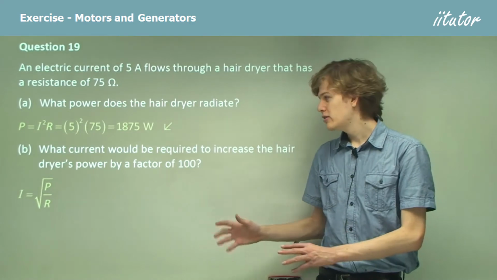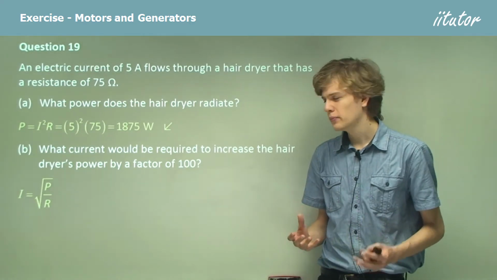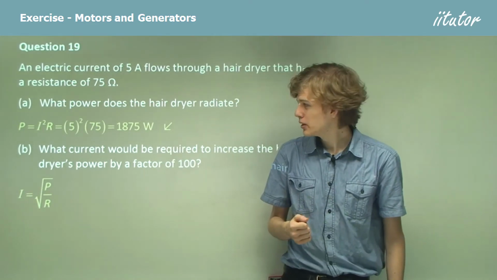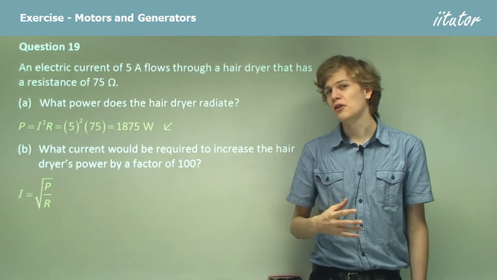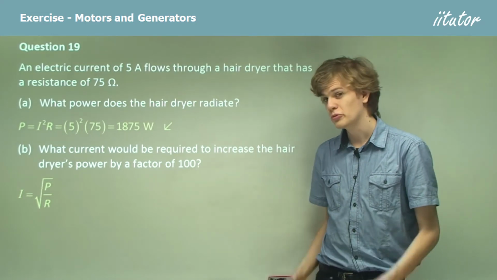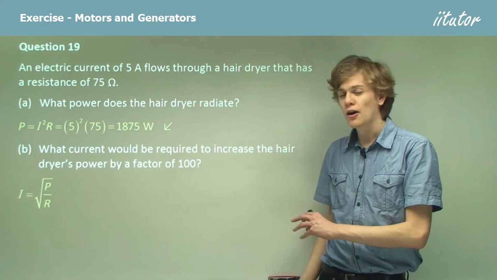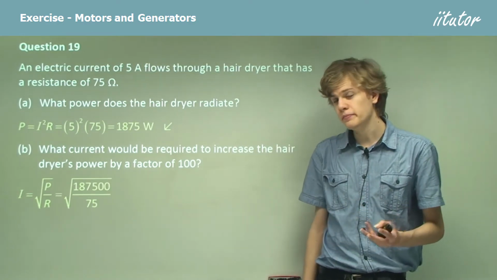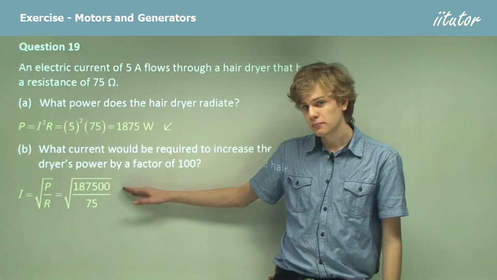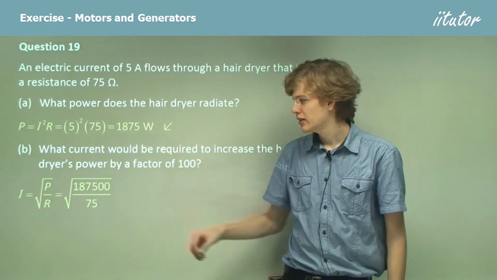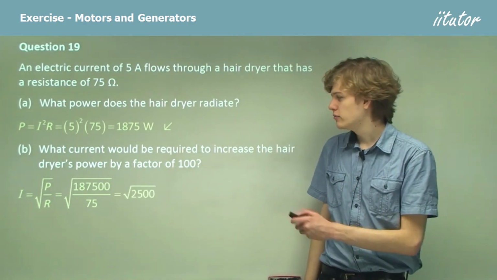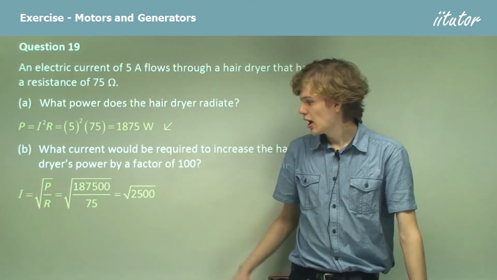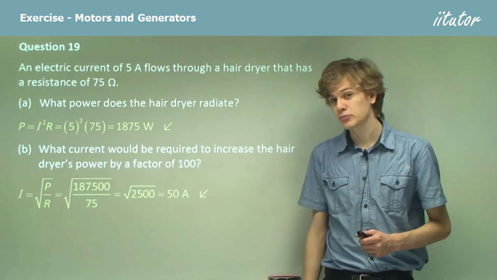Now, if the hairdryer is 100 times as powerful, then its new power won't be 1,875, but 187,500 watts. With me so far? Our resistance, of course, won't change. So we can substitute those in. Here's our new power. Here's our resistance. Putting this into a calculator, we get a value for I, which is the square root of 2,500. And that, of course, simplifies to 50 amps.